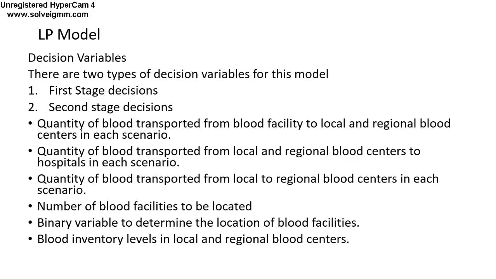There are two types of decision variables for this model: first stage decisions and second stage decisions. First stage decision variables are determined even before the disaster occurs. Second stage decision variables are determined from the data obtained from the disaster.